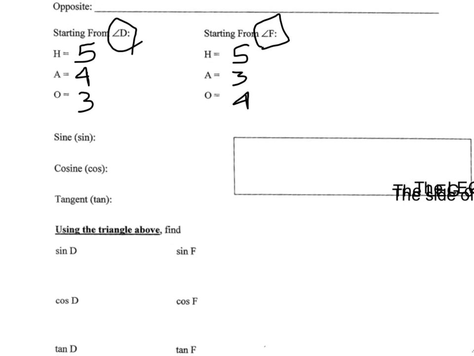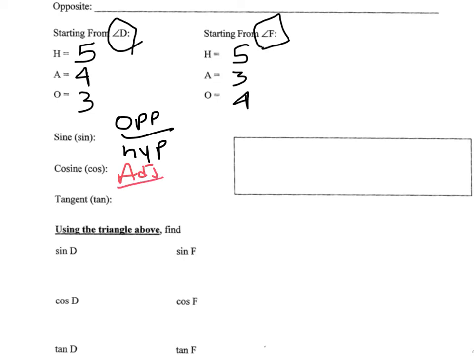The sine, or SIN. The sine is technically the ratio of the opposite side to the hypotenuse. So it's the opposite over the hypotenuse. The cosine is the ratio of the adjacent to the hypotenuse. And the tangent is the ratio of the opposite to the adjacent.